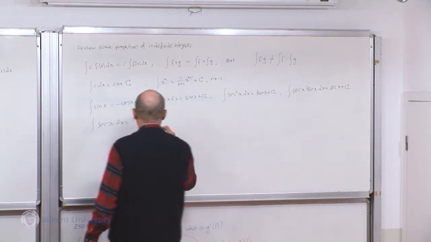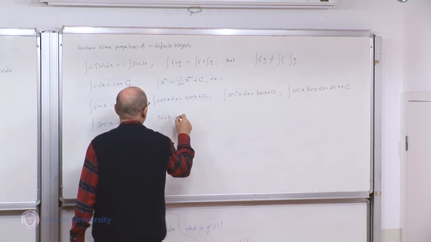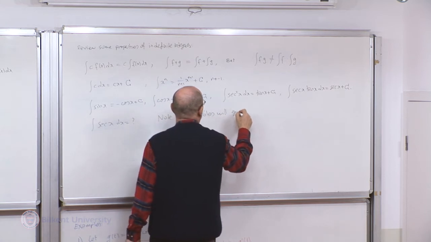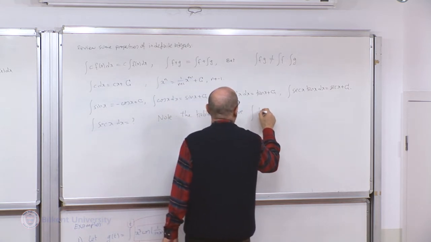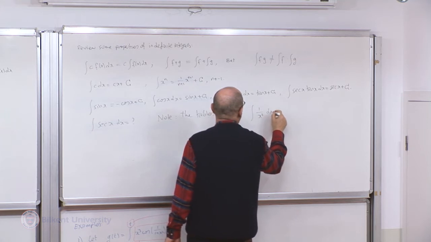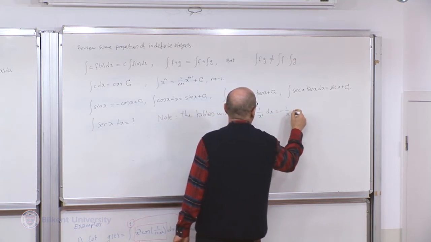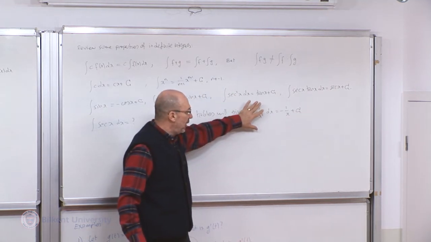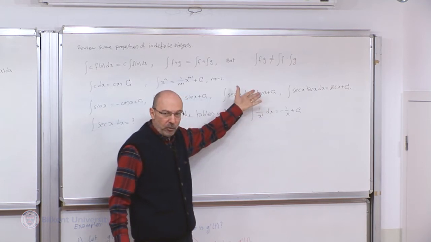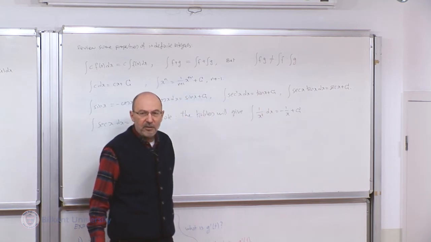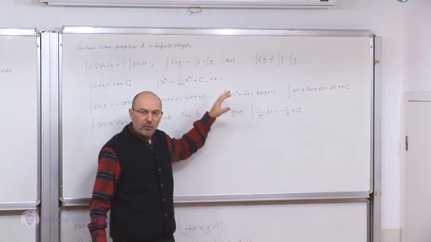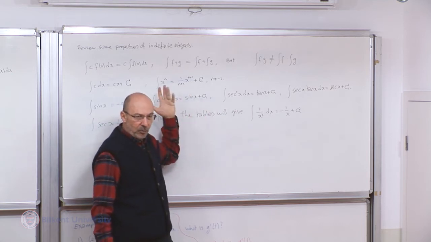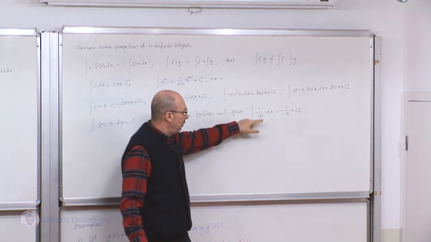Okay, so note the tables will give, for example, integral 1 over x squared dx equals minus 1 over x plus c. Okay, so it doesn't mean that, for example, if you are going to use this, where are we going to use this? We are going to use this to evaluate definite integrals. You break the function into smaller parts, and eventually you look at a table, or you look at your memory, and then you evaluate this.